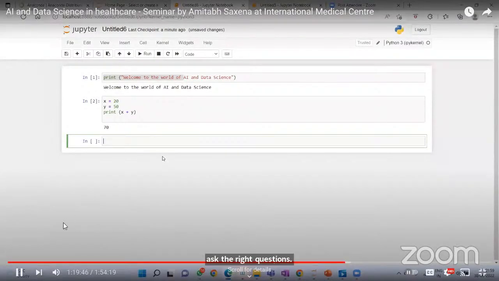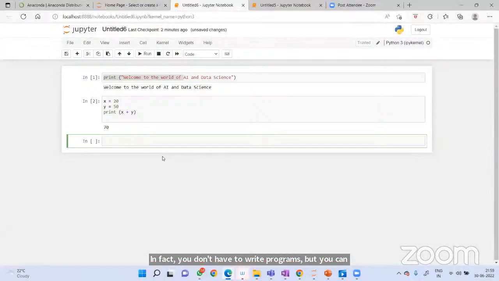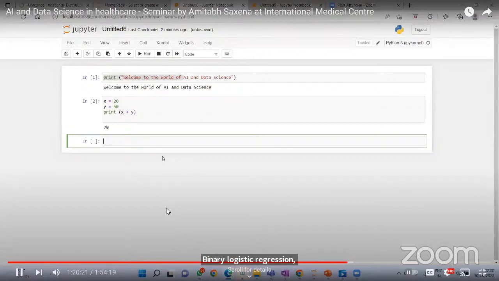In fact, you don't have to write programs, but you can hire people who can write programs, but you'll have to tell them. Because if you have the knowledge of the capabilities of these applications or software, you will be able to guide them, direct them. As a physician, you say, I'm demanding that you please write a program like this. I have got the data. Please give me a regression model. Please give me a binary logistic regression model. Or please apply SVM here. Or at least you will ask the right questions. So that is the kind of future we are looking into at this point of time.